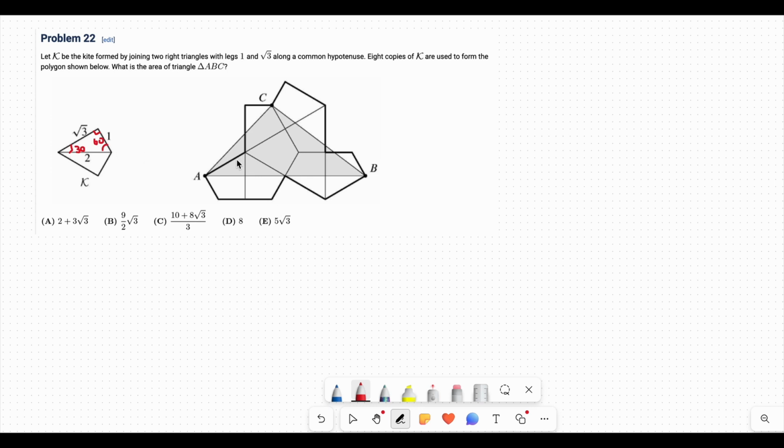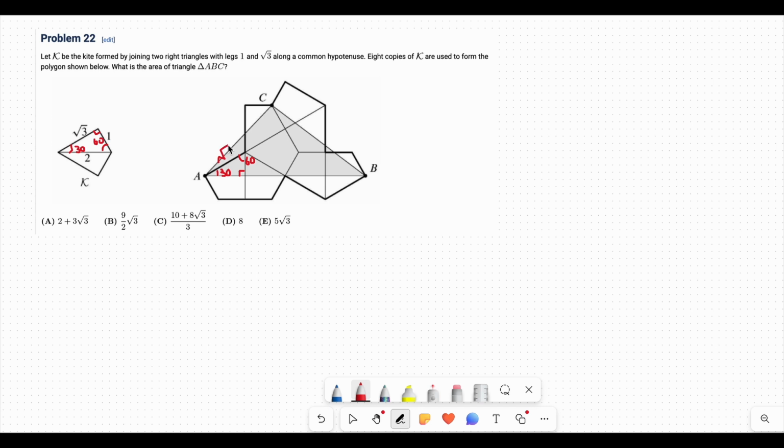What does this mean? Well, we can assume that this is a right angle. This angle, if we draw this line, is two 30-degree angles, right? So this big angle here will be a 60-degree angle. And here we have a smaller 30-60-90 triangle, right?